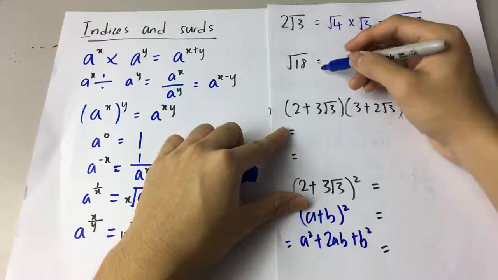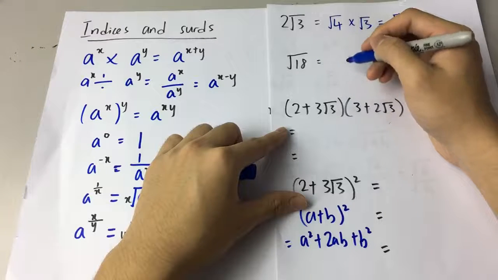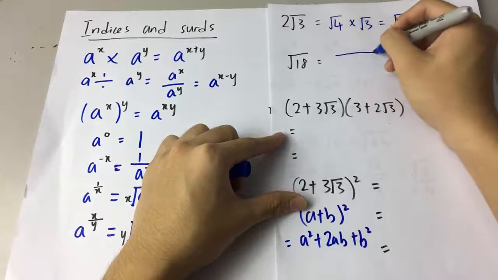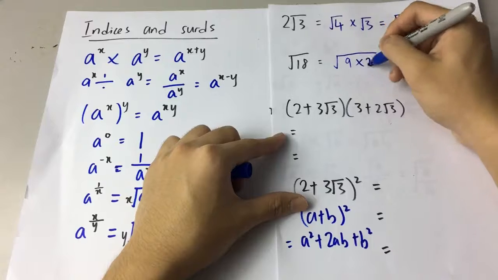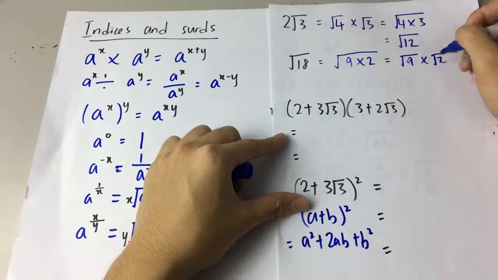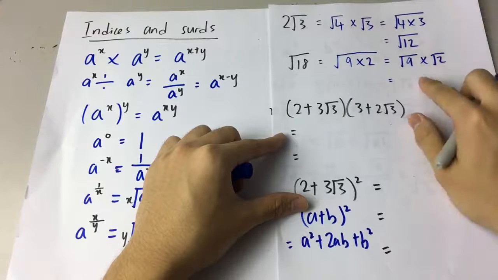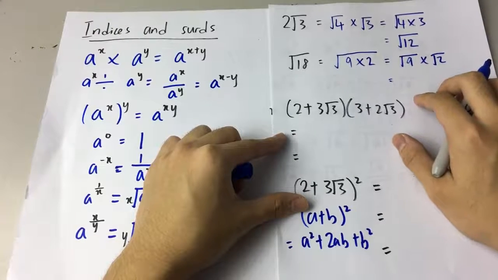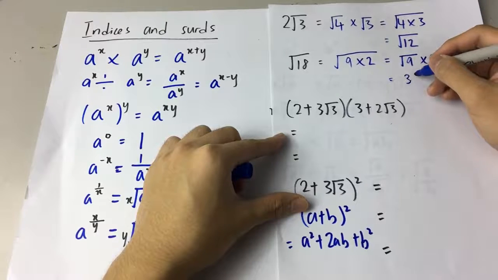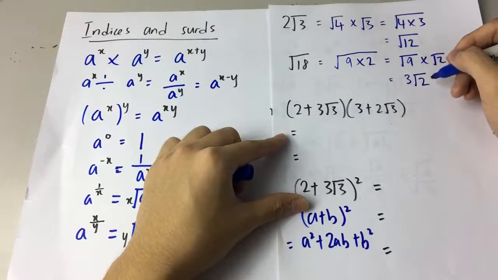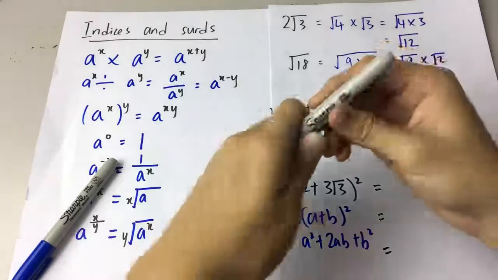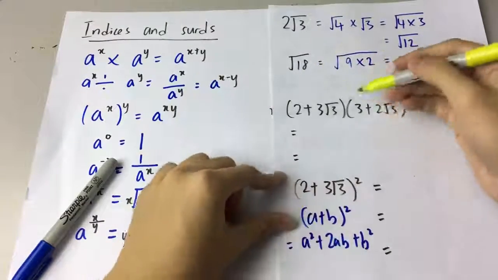Now how can we convert root 18 into a basic form? So root 18, what are the factors of 18? 9 times 2 is equal to 18, right? So using the property of roots, the 9 and the 2, we can separate it out. Now you see root 9 is equal to 3, so you get 3 times root 2. Clear? Easy. Now you see for these cases, multiplication.